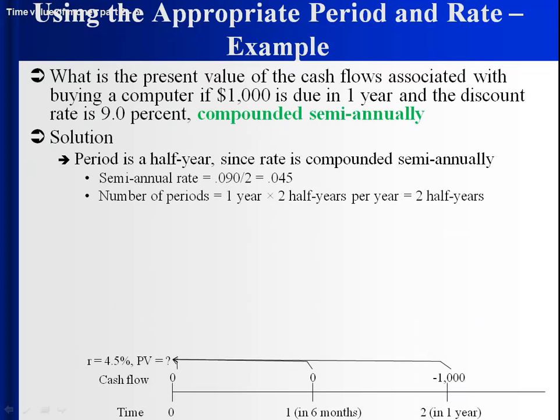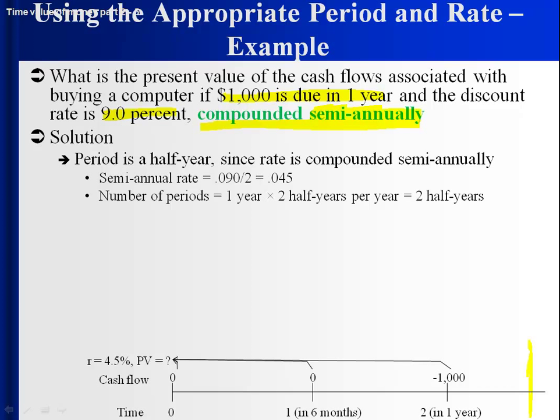Similar terms. 1,000 is due in a year. Discount rate's 9%. But the interest rate or the discount rate is compounded semi-annually. Therefore, you can see the appropriate timeline down here. You can see that there's two periods because the periods are a half year. We have semi-annual compounding. Whenever we're given a compounding frequency, whatever that compounding period is, that's the timeline period.